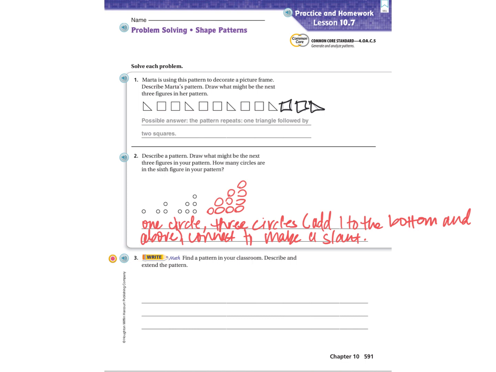So let's keep going. This one will have 1, 2, 3, 4, 5. Okay. So let's connect to make a slant. I'm just doing it this way so that it doesn't go crooked. Okay, are you still with me? Yep. 3, 4, 5. How am I doing? Good. Okay. So what's going to be the next figure?